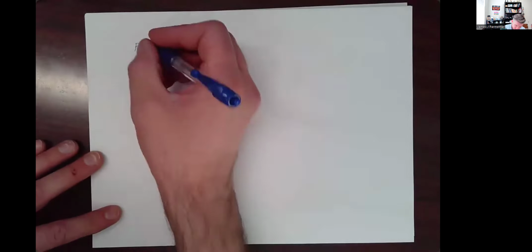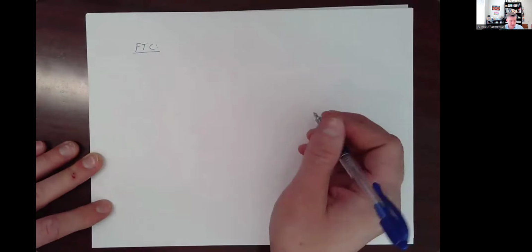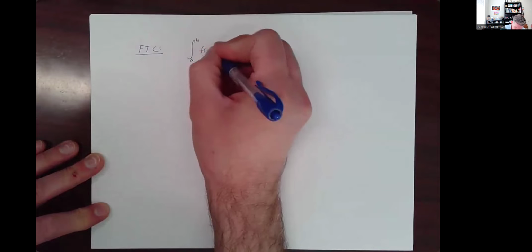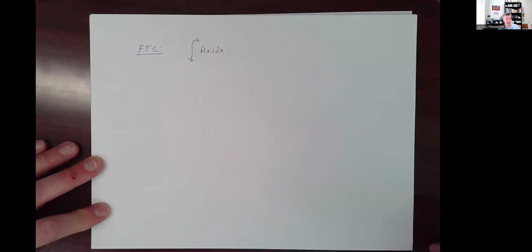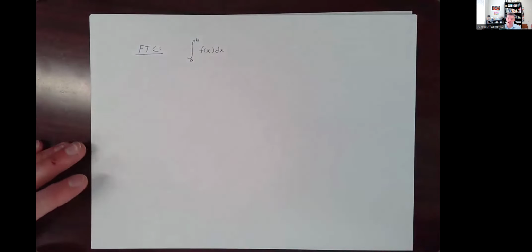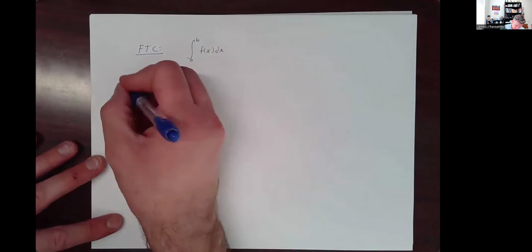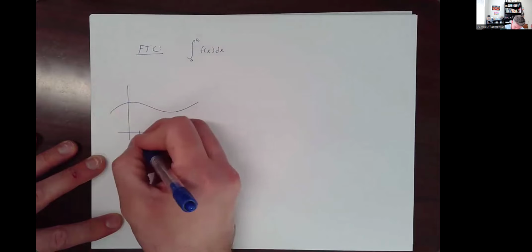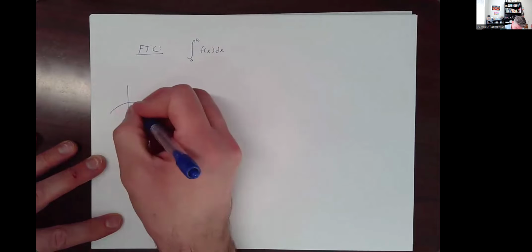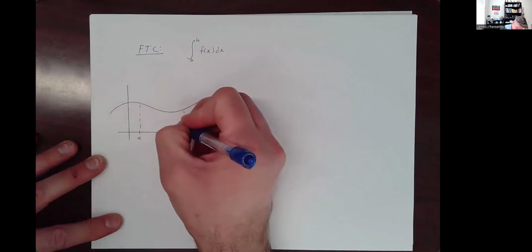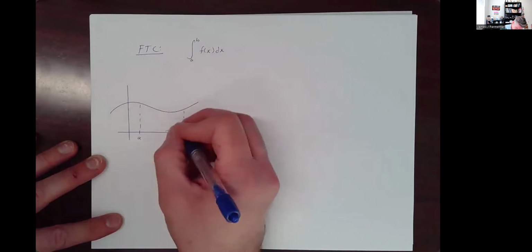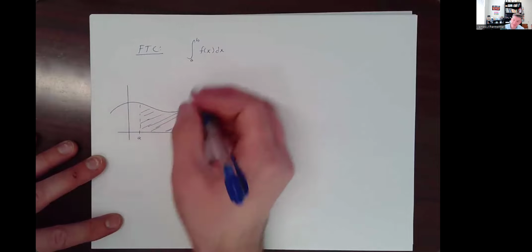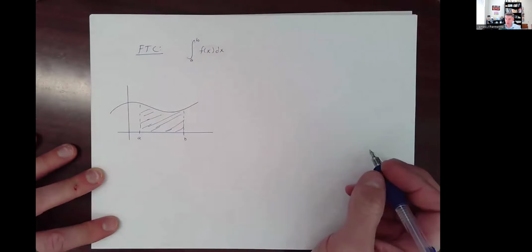The FTC says that the integral from a to b of f of x dx, which we typically think of as the net area under f of x between a and b. So for example, you might be thinking of a picture like this, a, b, and this area here, that is what this definite integral is going to be equal to.